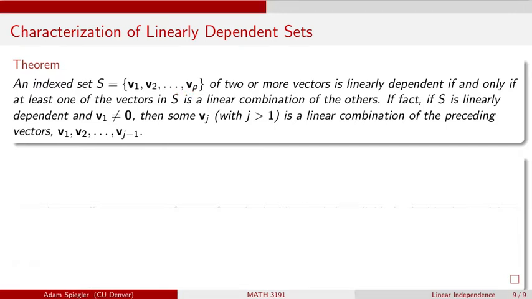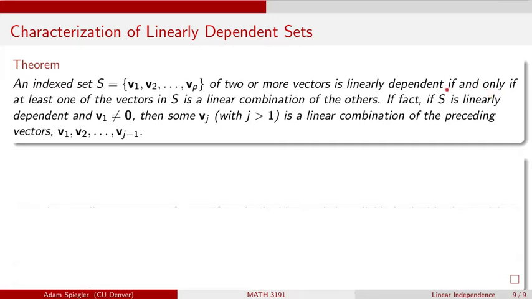So such a set is going to be linearly dependent if and only if at least one of the vectors in this set is a linear combination of the others. And we proved this kind of informally at the very start. So let's take a look at this a little more formally down below. And so this is an if and only if statement.